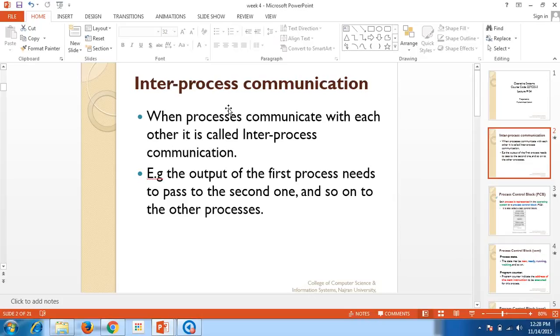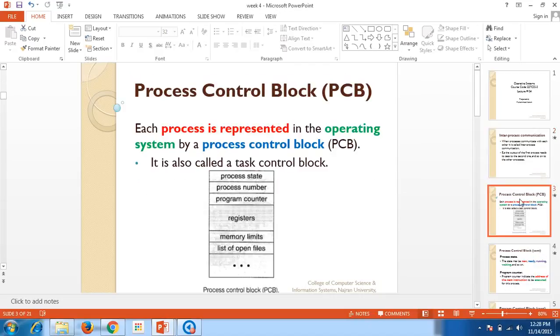So that's why the first process is communicating with the second process. So this is one reason. We have many reasons that the processes communicate with each other. Then the important thing that we discuss, that is the process control block. What is a process control block?